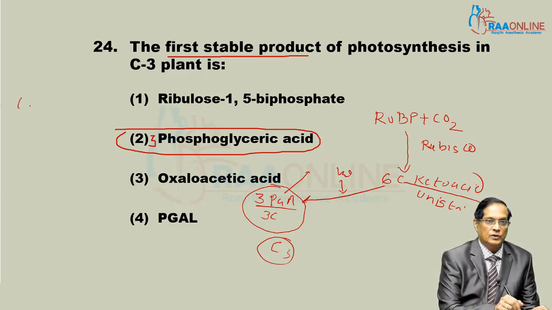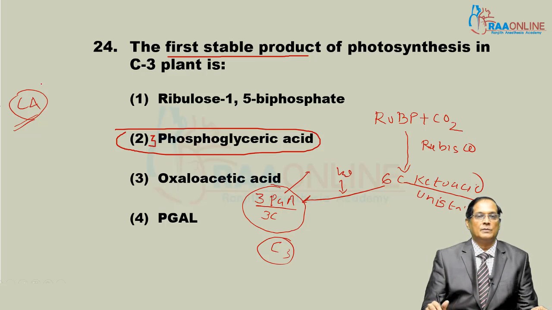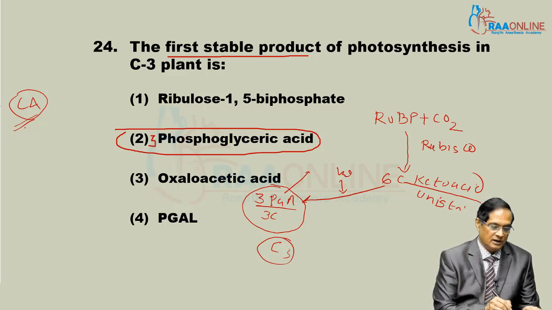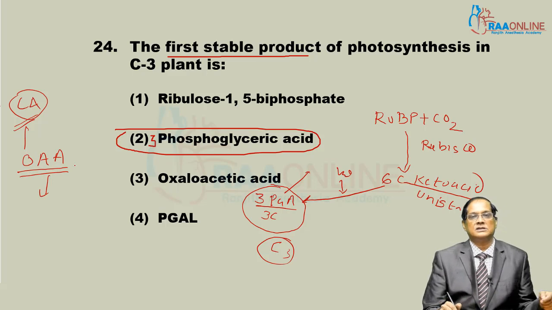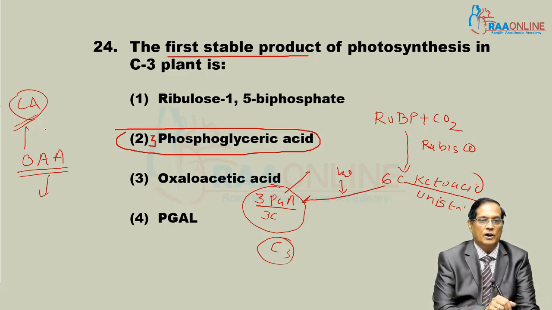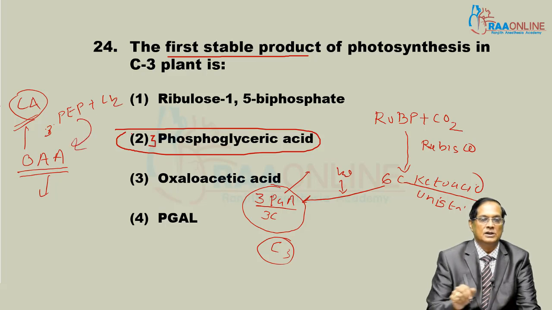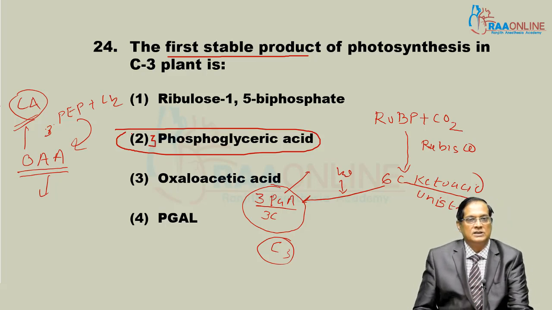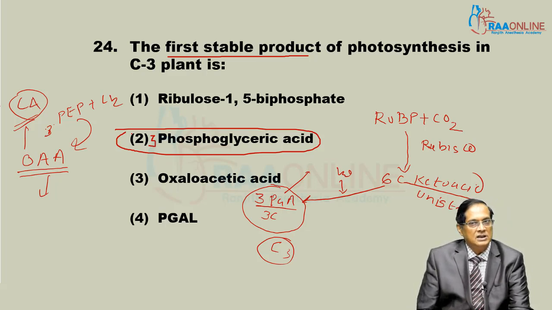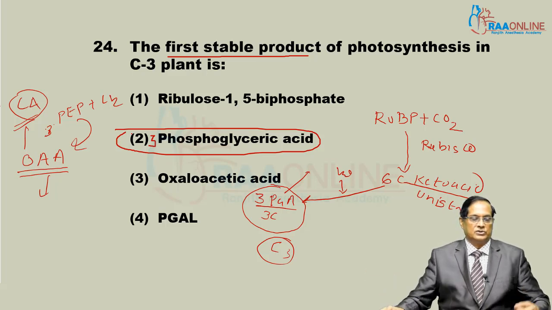Whereas in C4 plants, the word C4 already indicates that a 4-carbon compound is its first stable product, and that is oxaloacetic acid. Oxaloacetic acid is the first stable product of photosynthesis in C4 plants. How does it form? It is formed by PEP, phosphoenol pyruvate. When it combines with CO2, it forms oxaloacetic acid in C4 plants. That is, C4 carboxylation starts with PEP carboxylation, whereas in C3 plants it starts with RuBP carboxylation.